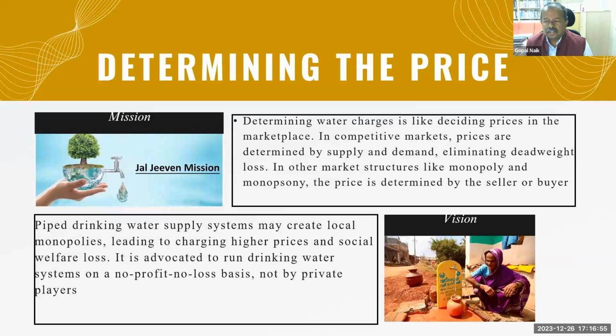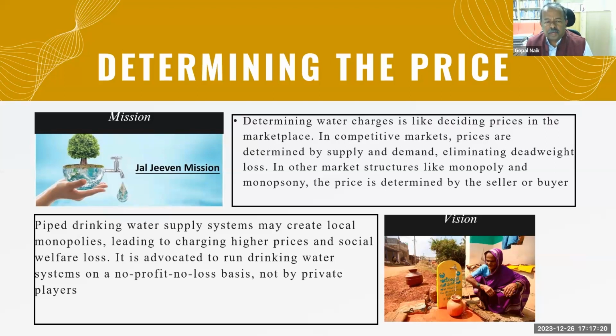Whereas in market structures other than the competitive market, such as monopoly and monopsony, the price is determined either by the buyer or the seller, and they try to maximize profit, and therefore they are not in line with welfare maximization.